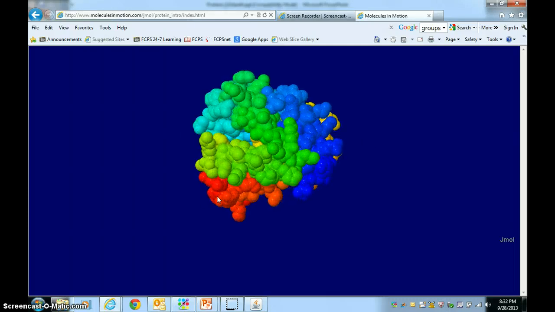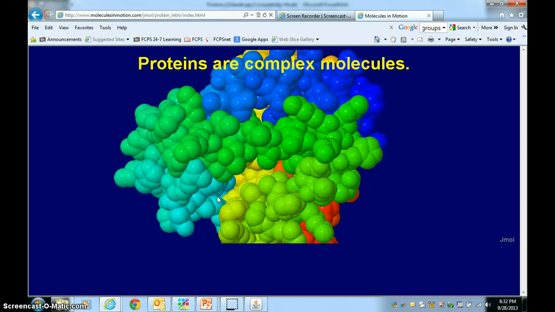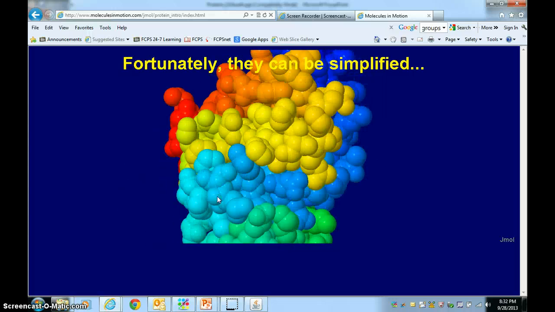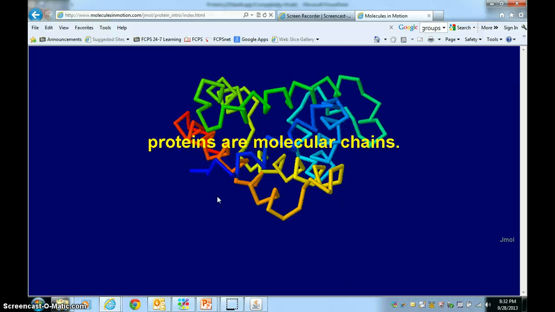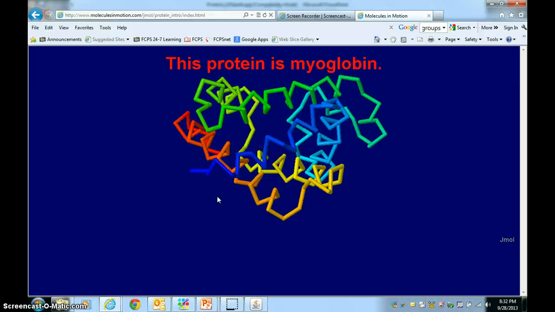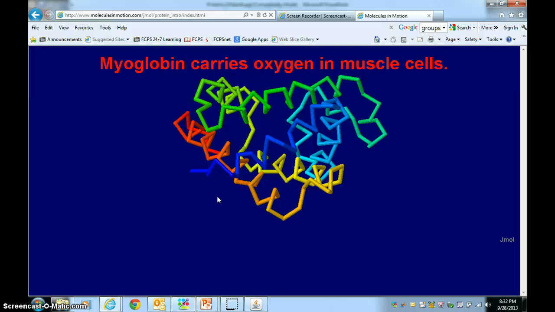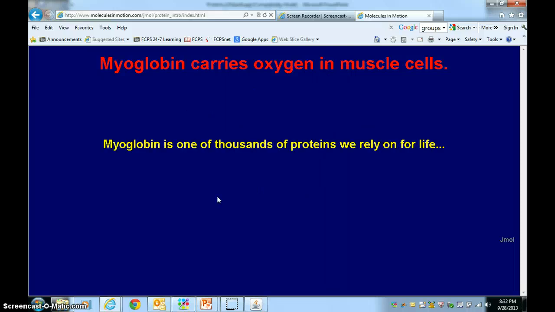And here's a little animation, and here you have a model of a protein. Now proteins can be very complex, but we can simplify it by analyzing the different parts of it. Now proteins are made of many different types of chains. So here, for example, we have myoglobin, and myoglobin carries oxygen in our muscle cells. And what allows myoglobin to carry oxygen? It's the structure.